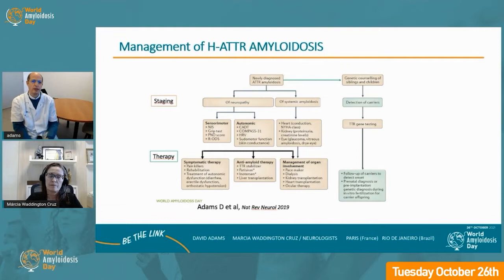And then for the therapy, you propose symptomatic therapy to control the pain, for example, rehabilitation, and treatment of different autonomic dysfunction, diarrhea, erectile dysfunction. And of course, you need to start anti-amyloid therapy to control the production of the amyloid, with either a TTR stabilizer, patisiran, inotersen, or liver transplantation. Of course, in some cases of severe organ involvement, you sometimes need a pacemaker, dialysis, kidney transplantation, heart transplantation, or ocular therapy. Of course, the family is very important.